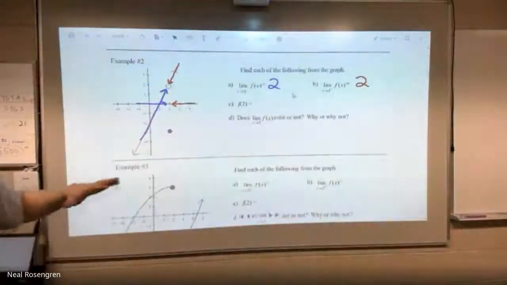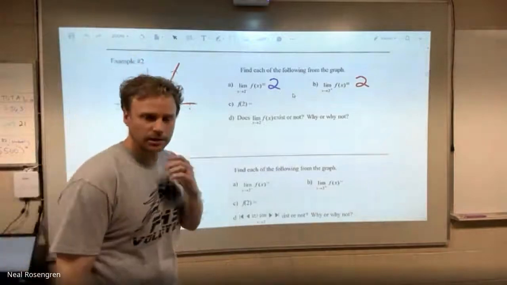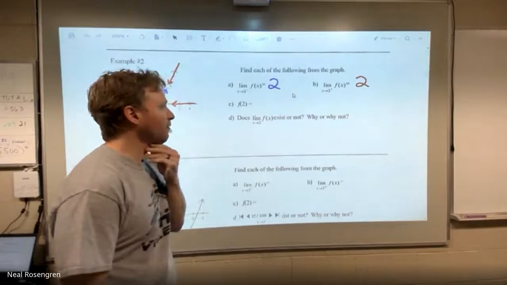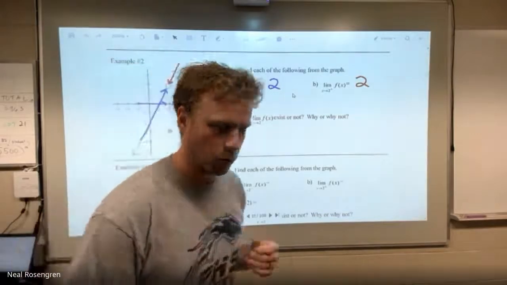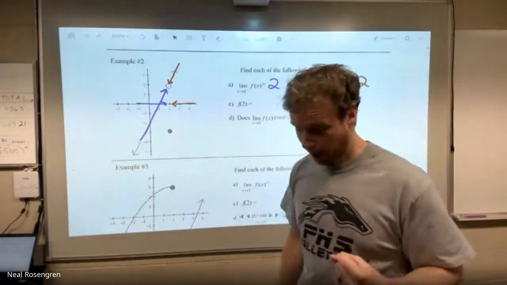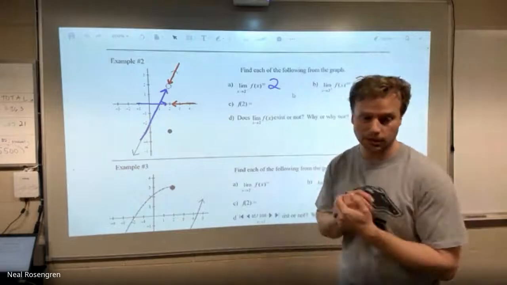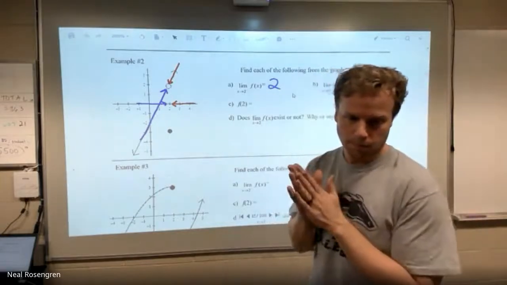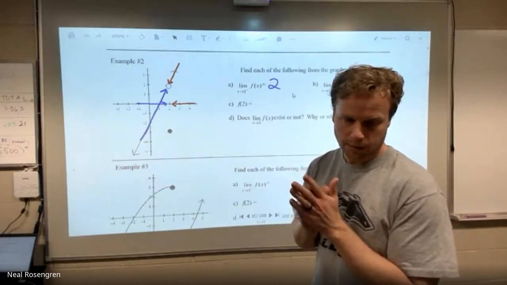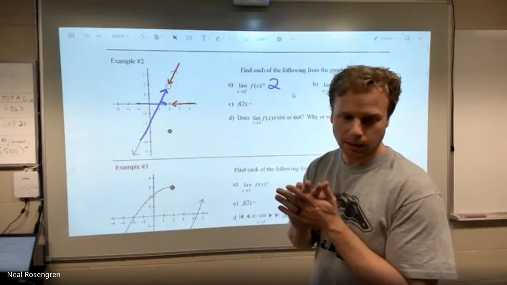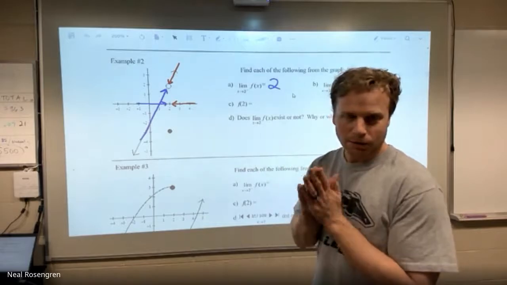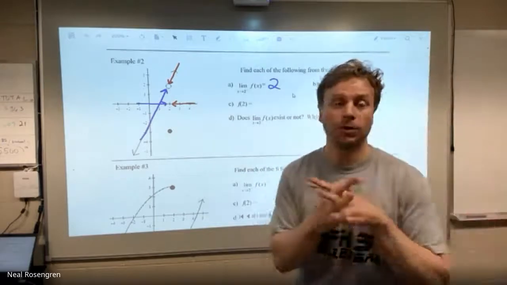Skip down to D again. Do you think that limit exists? Does the limit of f of x as x approaches 2 exist or not? And if you need some guidance, look back to the top of this page and that limit existence here. I see some head shakings up and down. Somebody, and some shaking left and right too. Somebody give us a shout. Why do you think yes or why do you think no?